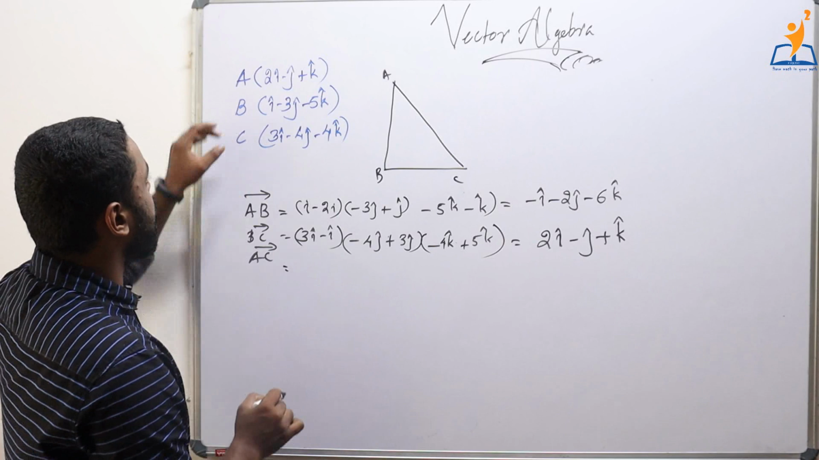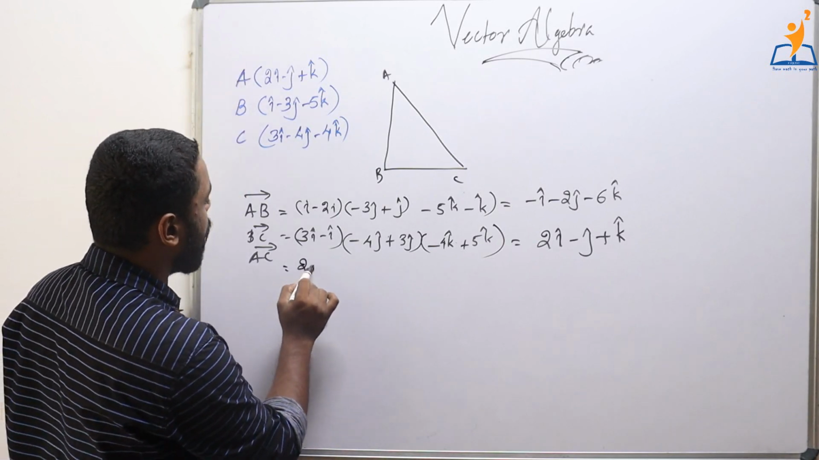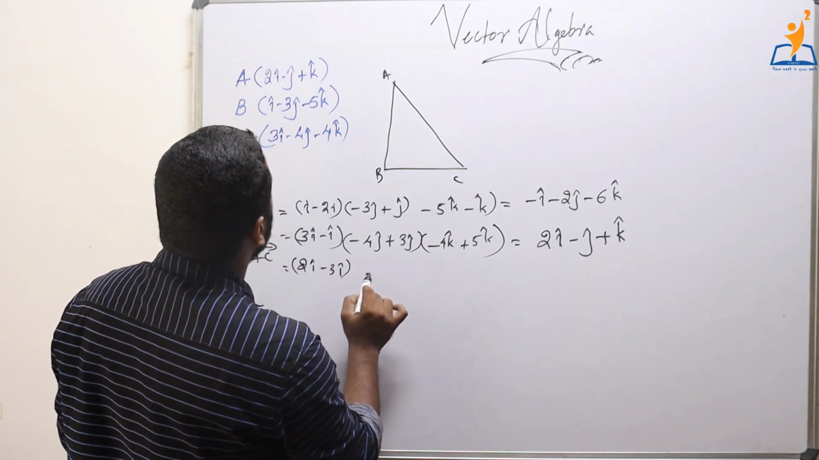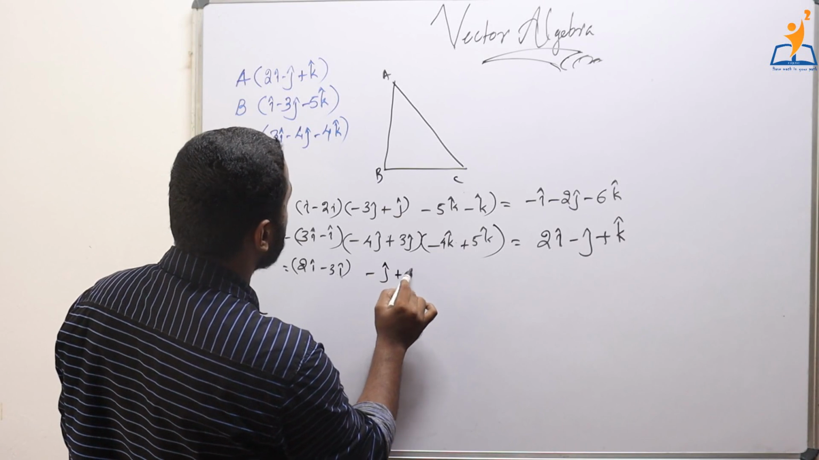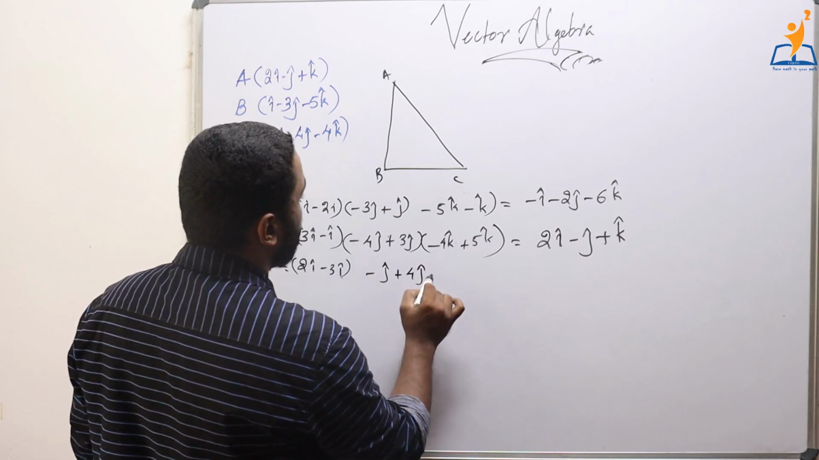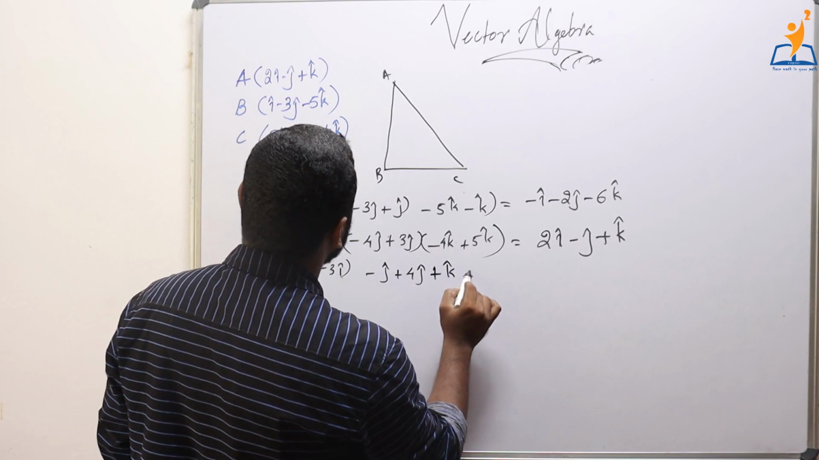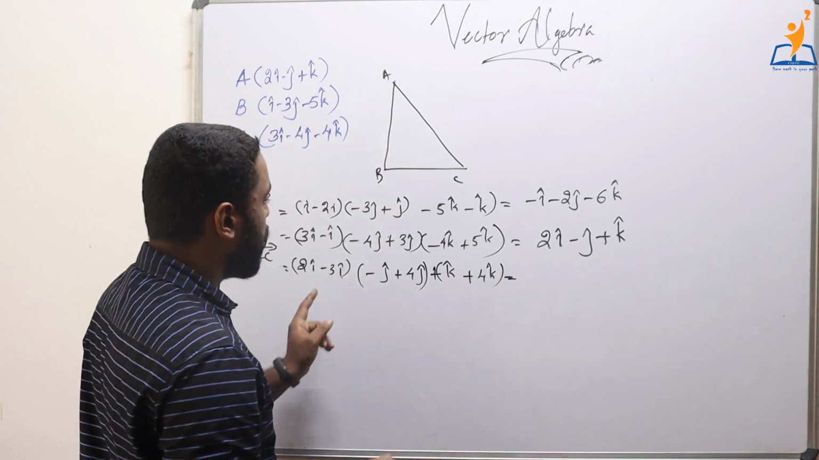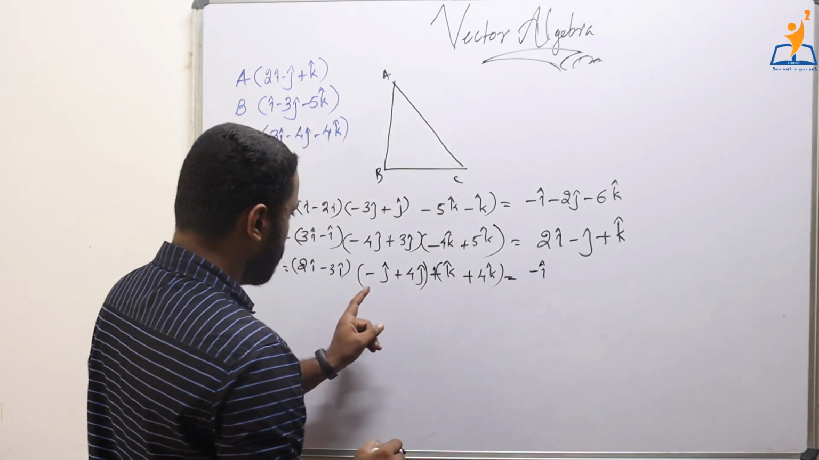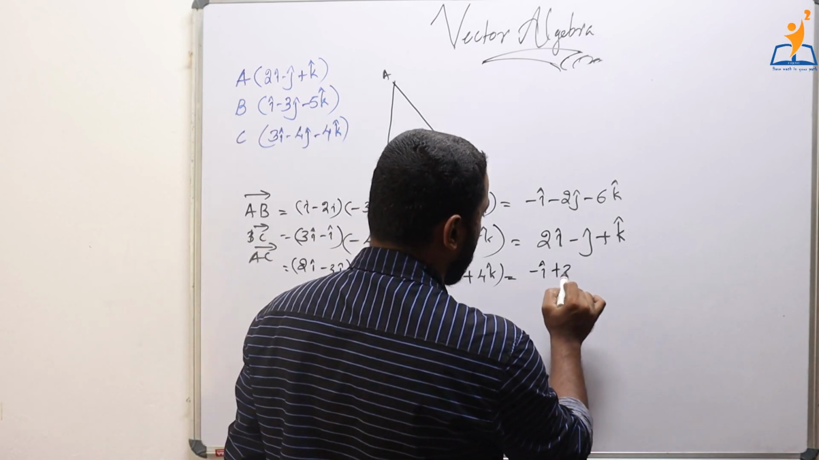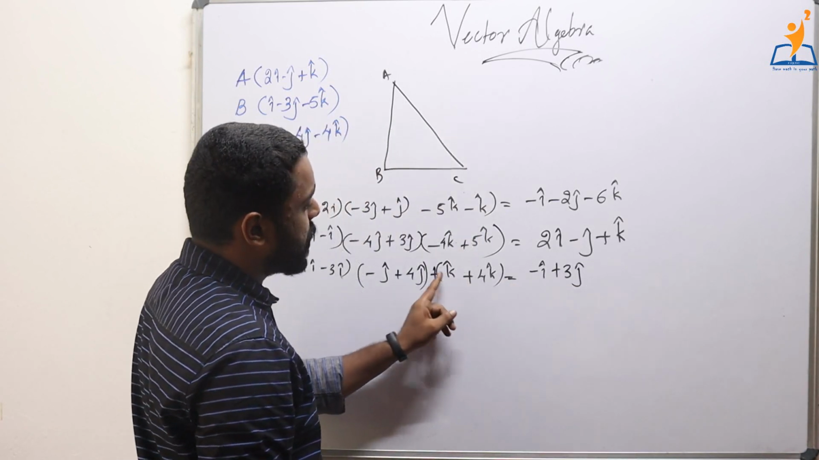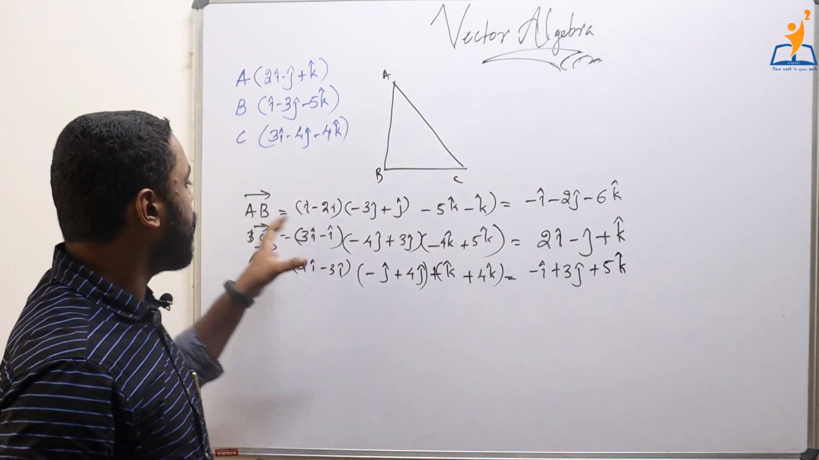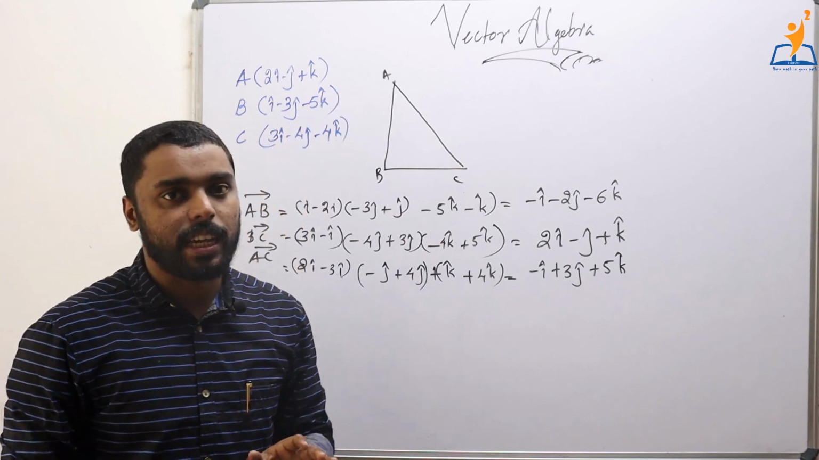Now the last one, AC. So these are the vectors: 2i cap minus 3i cap, minus j cap minus 4j cap, plus k cap minus 4k cap. So it will become 2i minus 3i is nothing but minus i cap, minus j cap plus 4j cap is nothing but 3j cap, 4k cap plus k cap is nothing but 5k cap. So we have obtained the vectors for the corresponding sides of the right angle triangle.